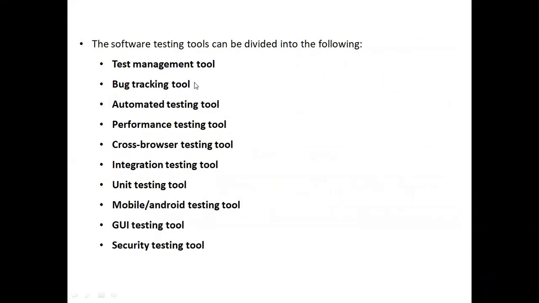The software testing tools can be divided into the following: test management tools, bug tracking tools, automated testing tool, performance testing tool, cross-browser testing tool, integration testing tool, unit testing tool, mobile or Android testing tool, GUI testing tool, security testing tool. First one, the test management tool.